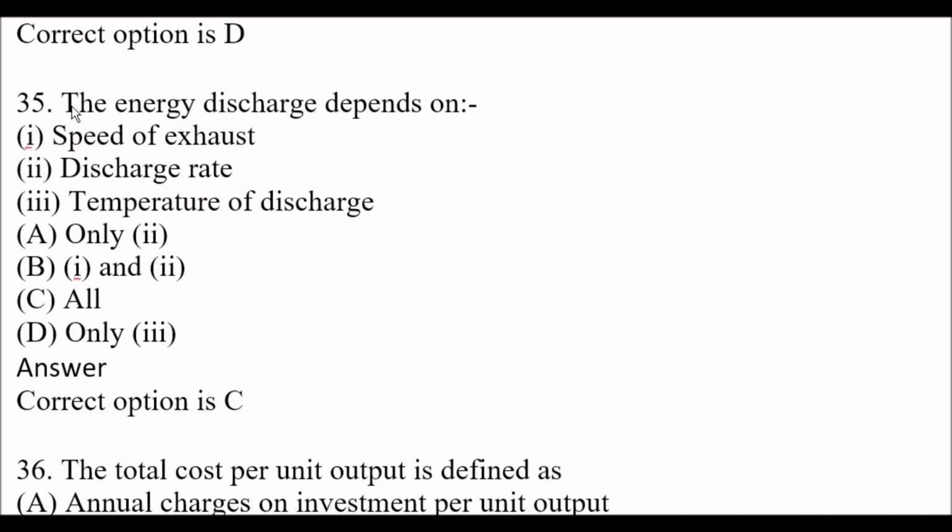Next question. The energy discharge depends on, first one, speed of exhaust. Second one, discharge rate. Third one, temperature of discharge. According to this, option A, only second. Option B, first and second. Option C, all. And option D, third. Right answer is option C, all.